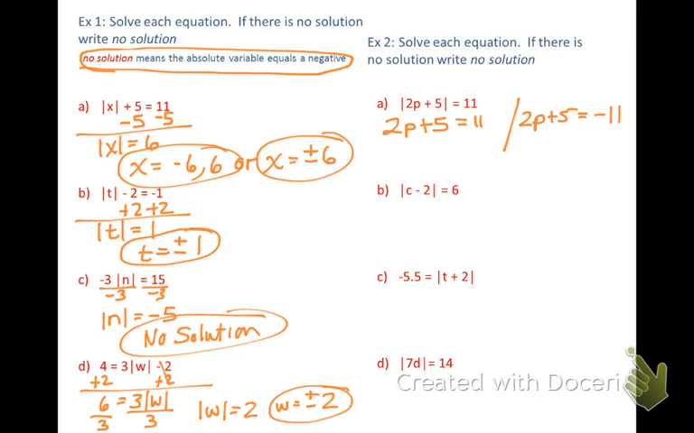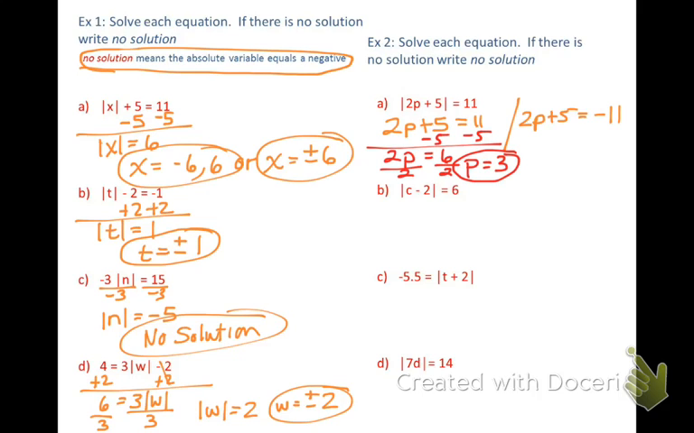So again, we're going to do it step by step. I'm going to subtract 5 on this one. So it's going to be 2p equals 6. Then I'm going to divide by 2. So p is going to equal 3. That's one answer.